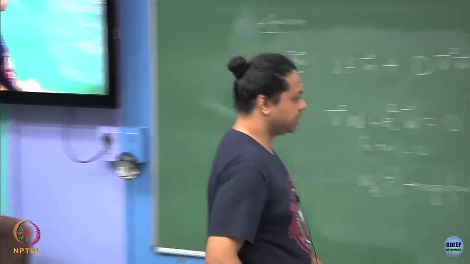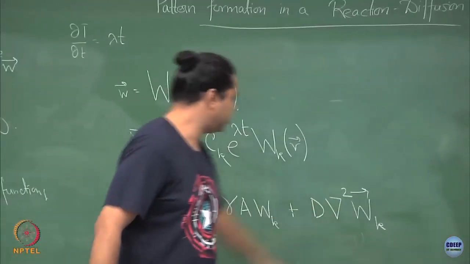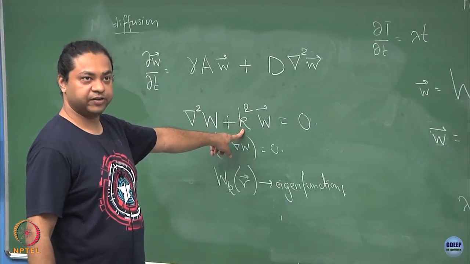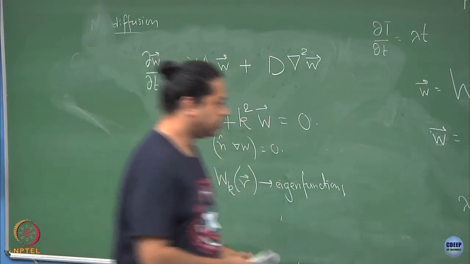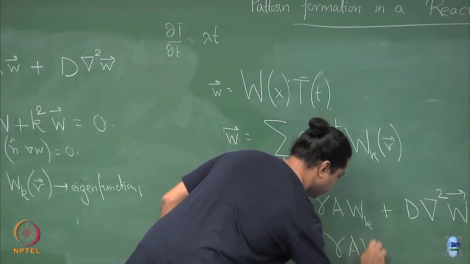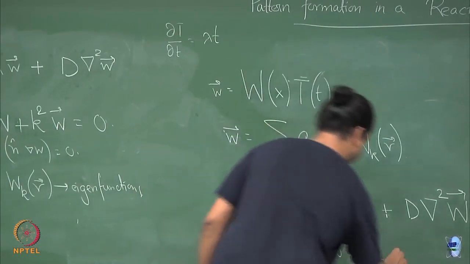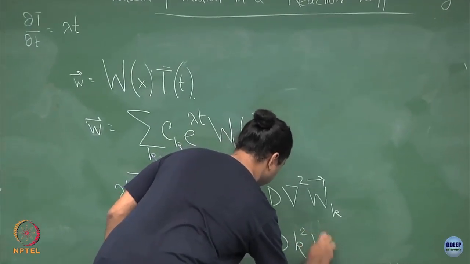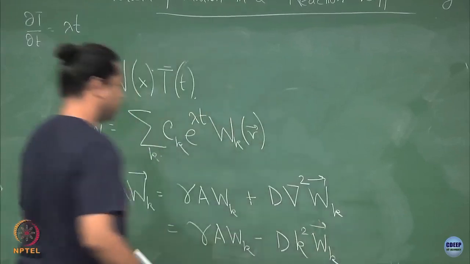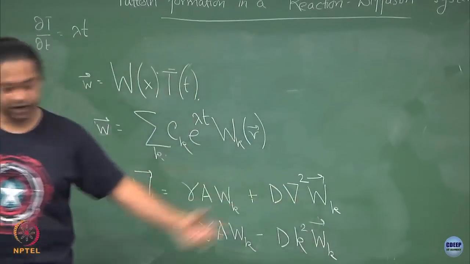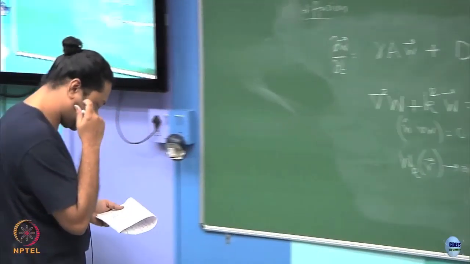Okay. What is the Laplacian of this capital W k? That is nothing but minus k squared W, because that is how this is defined, right. So I can just write this as gamma times A times W k minus d k squared W k. The Laplacian of W k is minus k squared W k. These are the eigenfunctions of this equation, so I just use that.